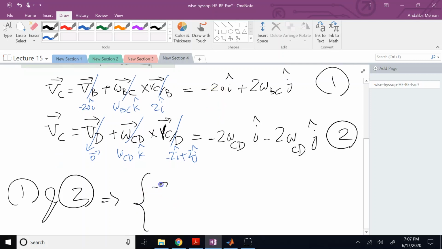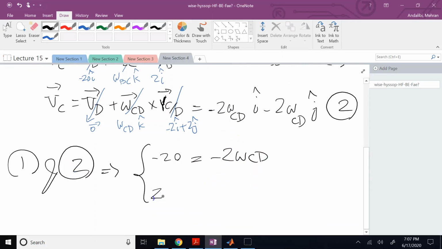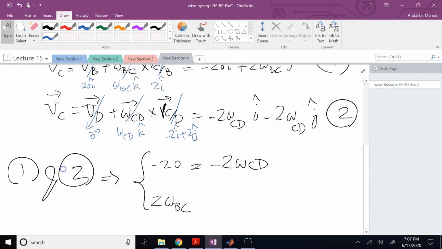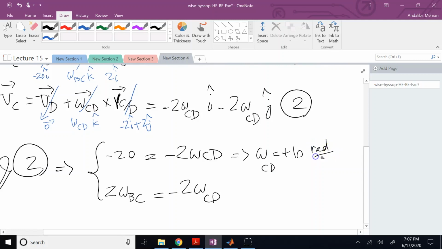Here the I is negative 2 omega BC. Here the I is negative 2 omega CD. Here the J is 2 omega BC. Here it is negative 2 omega CD. So from here, clearly omega CD is going to be positive 10 radians per second. And positive means, yes, it was really K. And if you plug that down here, you see that omega BC will turn out negative 10 radians per second. And negative means the direction that we considered initially was wrong. It is clockwise.